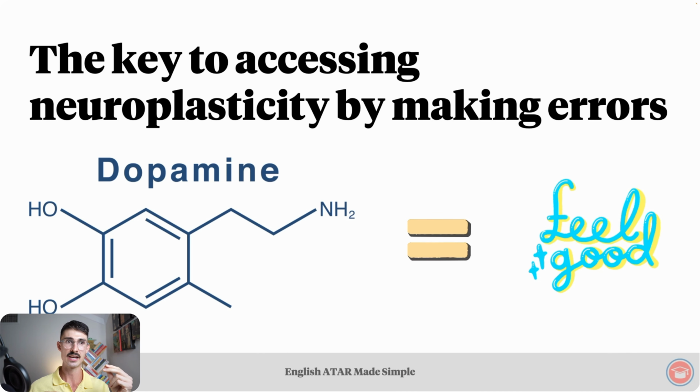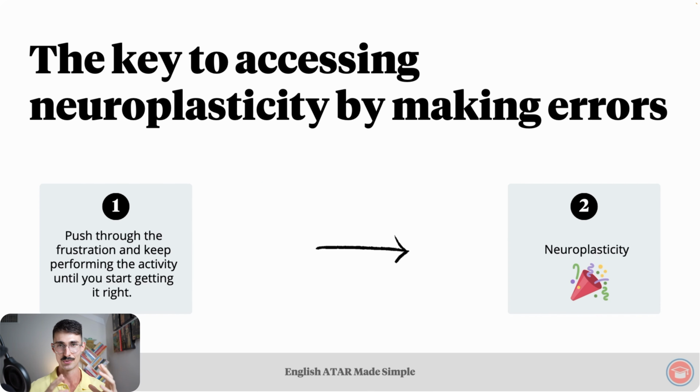And if we drill deeper into the activity and then eventually get it right, we get that release of dopamine, and our brain's like, oh, I want more of that. Gimme. So it remembers what you did to have that dopamine release. It fixes it. It's like it creates this concrete image of what you did right in your brain. So what I'm saying is, if you want to maximize neuroplasticity, if you want to maximize learning and remembering stuff, you need to push through that frustrating and annoying feeling of making errors and then keep performing the activity until you start getting it right.